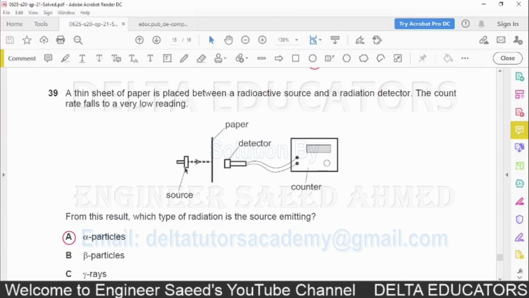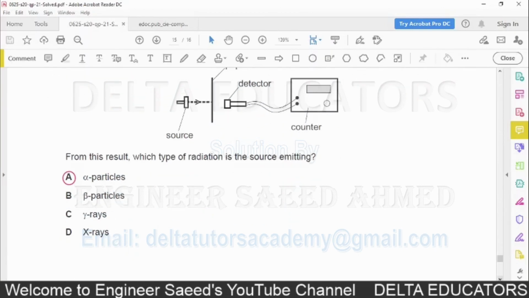Now during radioactivity, 3 types of radiations are emitted. These rays are alpha, beta and gamma. Out of alpha, beta and gamma, alpha radiation can be stopped just by a piece of paper, whereas beta particles and gamma rays pass through a sheet of paper. Since here the count rate falls to a very low reading, it means almost all the rays are stopped. So here the rays emitted from the source are alpha rays or alpha particles. Alpha particles is given in option A. So here the correct option is option A.